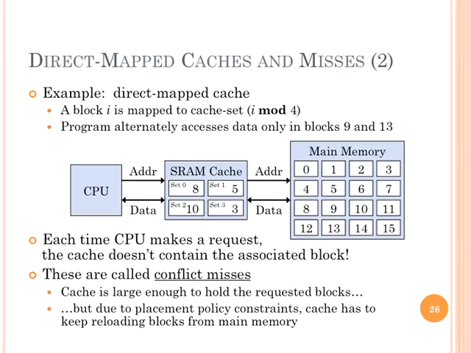Thankfully, most systems don't have direct map caches anymore because hardware is getting very advanced. We had direct map caches back when I was a kid, back when I was a frosh, whatever. But they're a lot less common now.